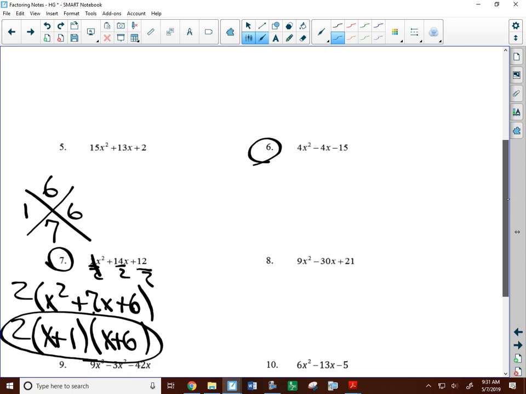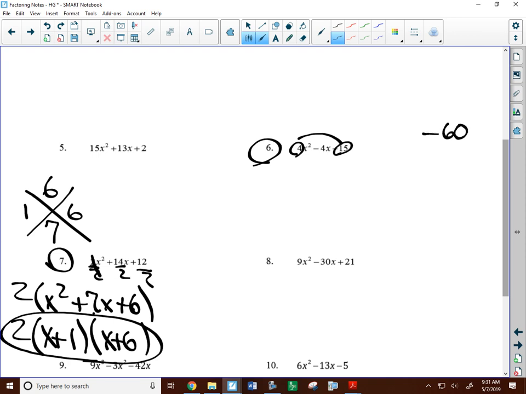So what method do you want me to do? I don't know. Let's do one to split the middle, then I'll do an inspection one. So 4 times negative 15 is negative 60. So again, if a is not equal to 1, you have to multiply 4 and in this case negative 15. You get negative 60. They must add to get the middle number of negative 4.